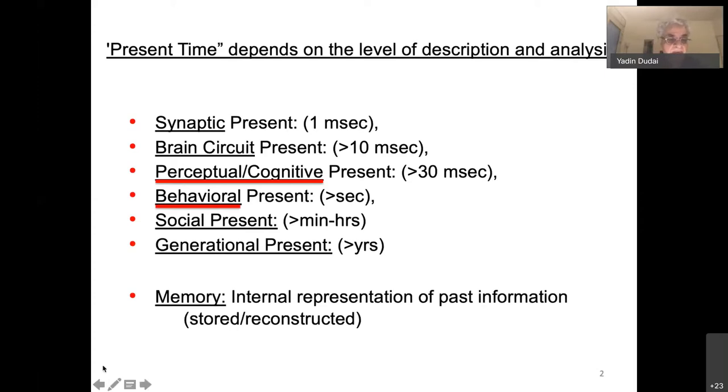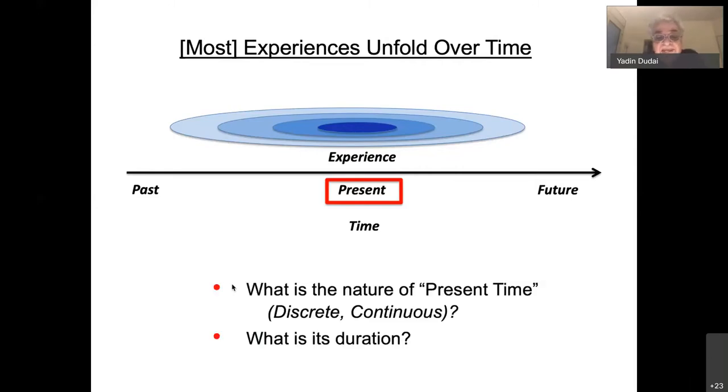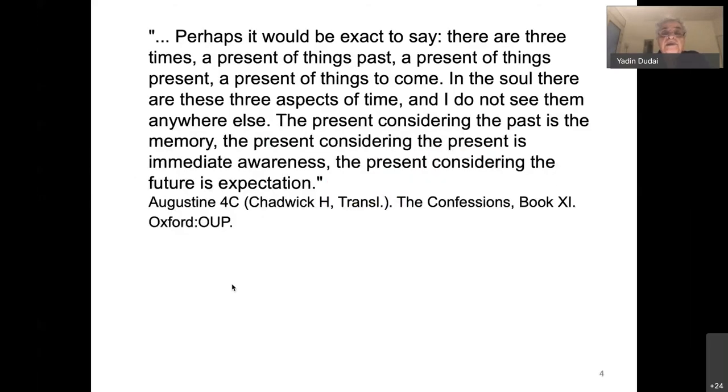So most experiences in life unfold over time. So unless it's something that occurs within a fraction of a second, usually in order to comprehend what we experience, we need some narrative that will explain it to us, and it is formed on the fly. And my question is, what is the nature of present time in these experiences, and what is the duration of the elemental experience? And when we talk about present time, I would like to take the opportunity to cite Augustine.